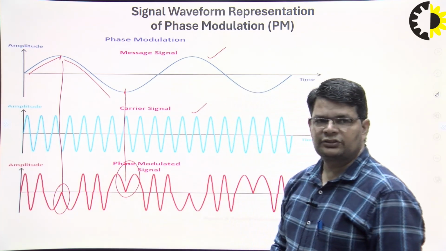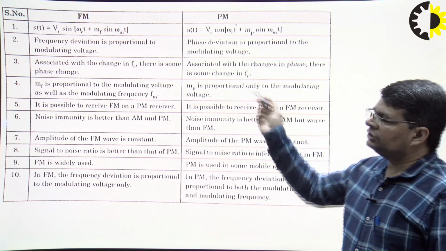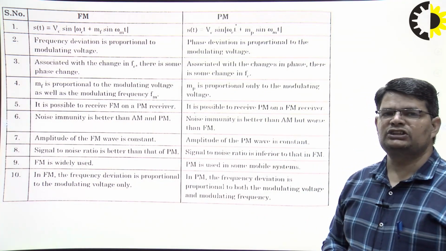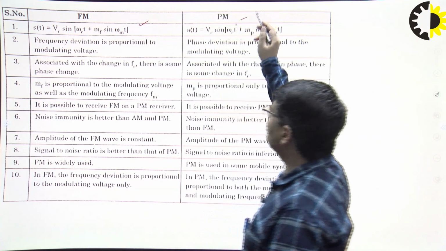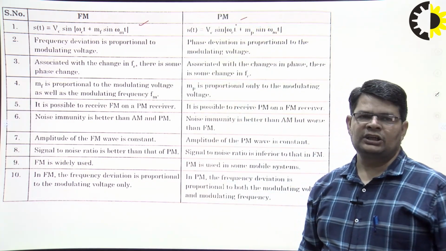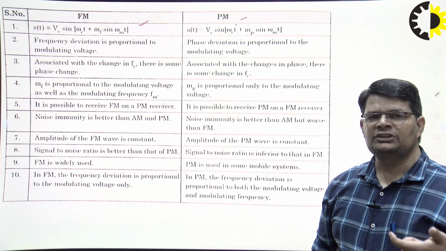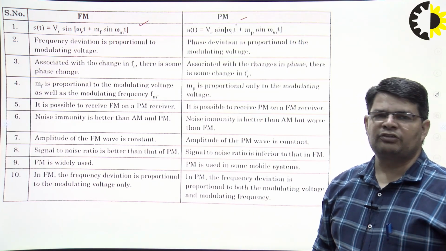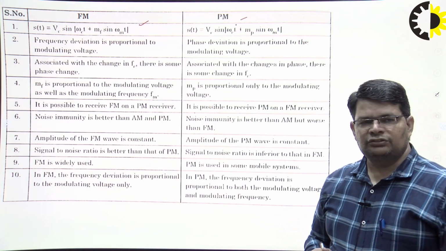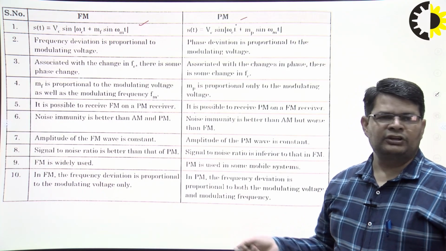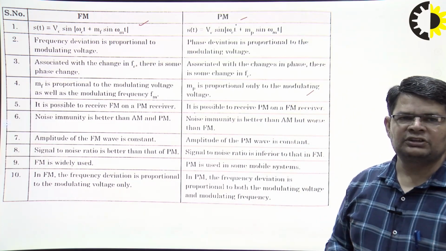This is the comparison slide for the basic differences between frequency modulation and phase modulation. However, the main difference is the change in the angle of the carrier signal. If we change the frequency of the angle part according to the message, that is frequency modulation, and if we change the phase of the angle, that is phase modulation. So the main difference can be summarized as seen here.